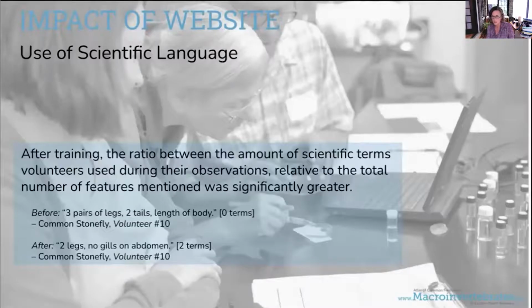Lastly, and this was a recent finding from a paper that we're putting together, we really look closely at the scientific use of language. One of the interesting things that we found was that after training, volunteers were starting to use fewer terms, but more scientific terms, when they were doing their ID work. So they were not just observing everything and calling it out, but really starting to focus on the particular diagnostic characteristics, the ones that were relevant to doing an ID. That was another nice way in which the tools and the training were supporting a more precise use of language.